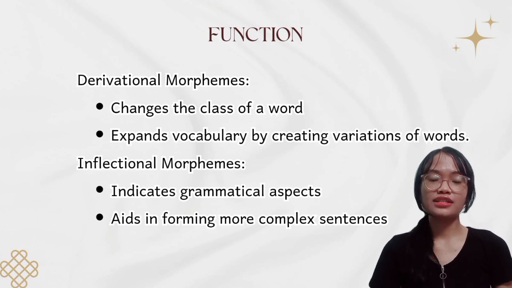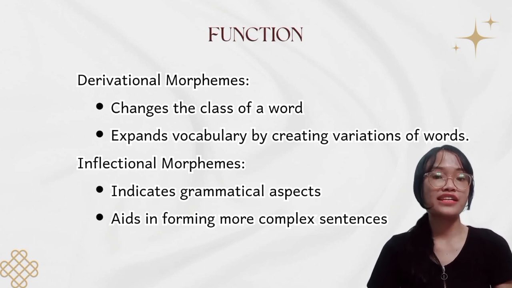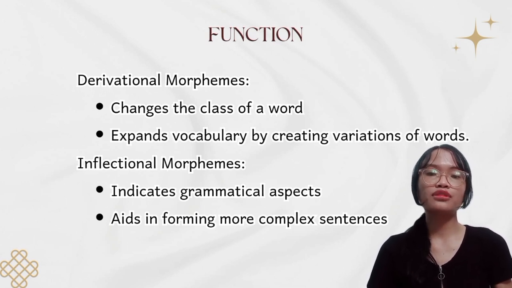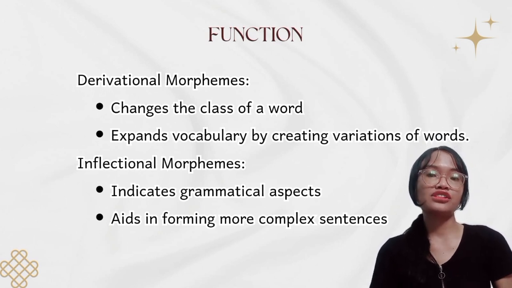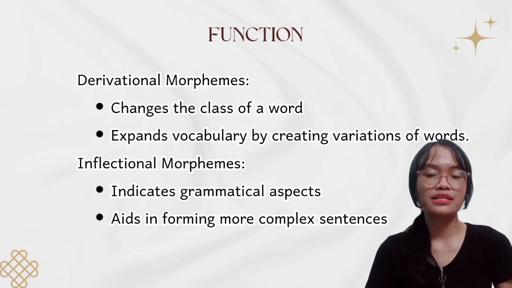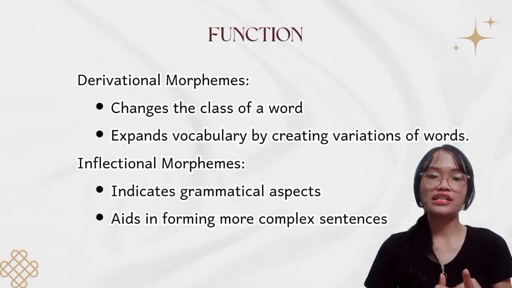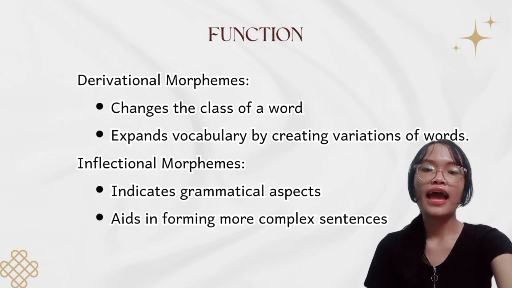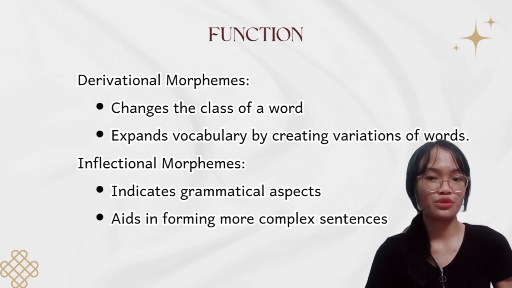We move to the functions of derivational and inflectional morphemes. The function of derivational morphemes is to change the class of a word, for example from a noun to an adjective or vice versa. It expands vocabulary by creating variations of words. And the function of inflectional morphemes is to indicate grammatical aspects, such as plurality, possession, or tense. It aids in forming more complex sentences by showing relationships between words.